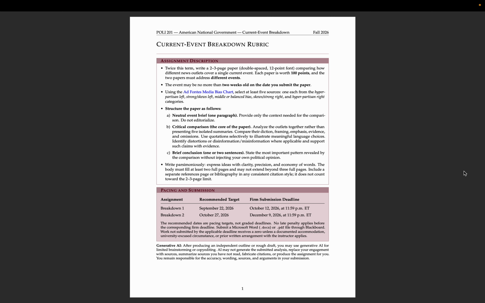That said, I would not wait to submit until October 12th, 2026 at 11:59 p.m., because you're going to have a lot of other things to submit. Therefore, I provide a recommended target. You should try to submit by September 22nd. That'd be a really great target to shoot for, because that'd give you ample time to prepare for the midterm and get the other module work in.